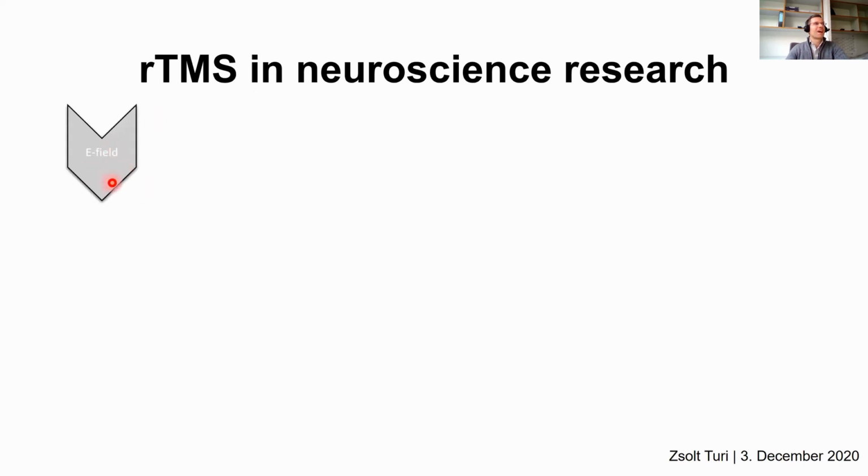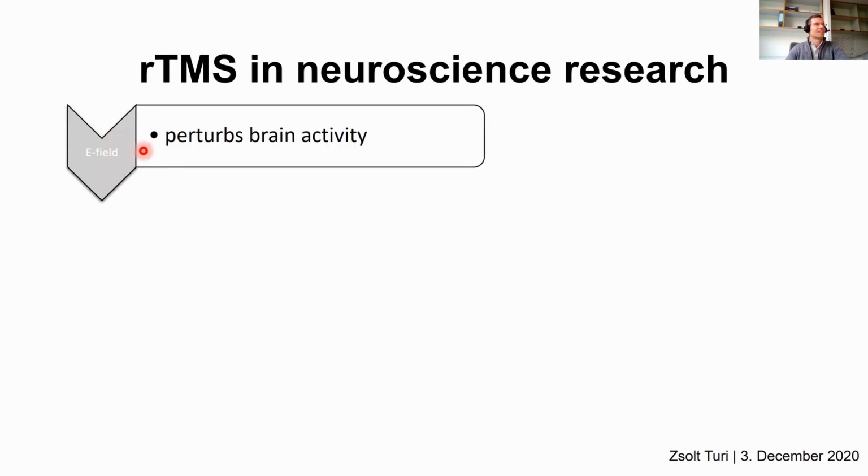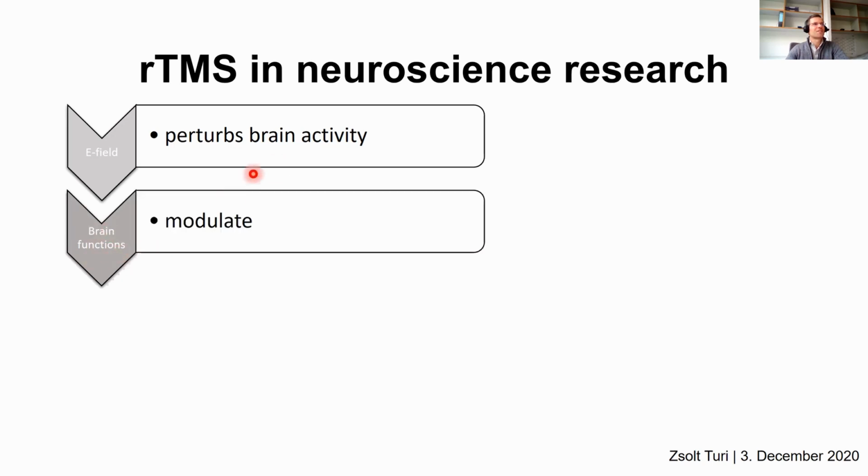The basic idea is that the electric field generated by rTMS perturbs brain activity. And by perturbation, I mean simply a reversible but temporary change of brain activity. I use brain activity here as a very general term, which can refer to many different dependent variables, starting from electroencephalogram measurements or functional magnetic resonance imaging outcome measures. So the electric field produced by rTMS perturbs brain activity, and therefore it should also change those brain functions that are dependent on this particular brain activity.